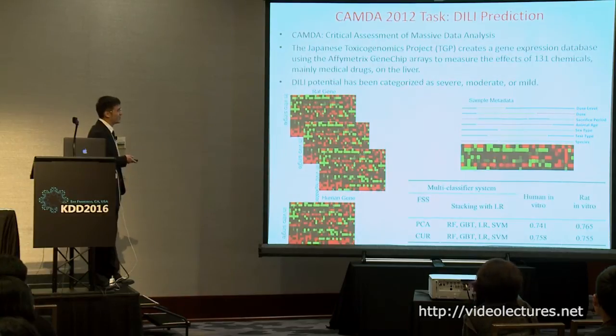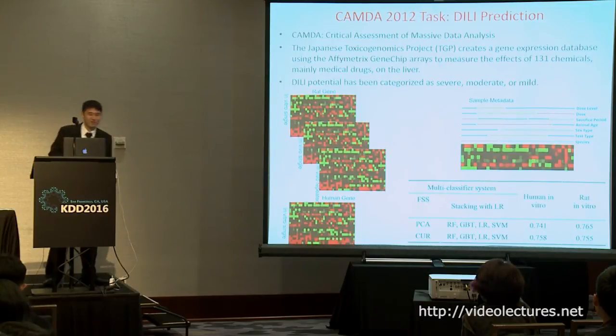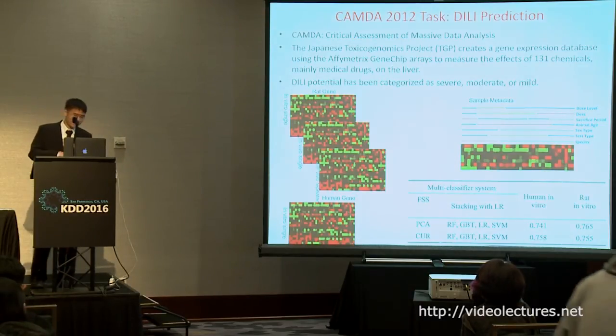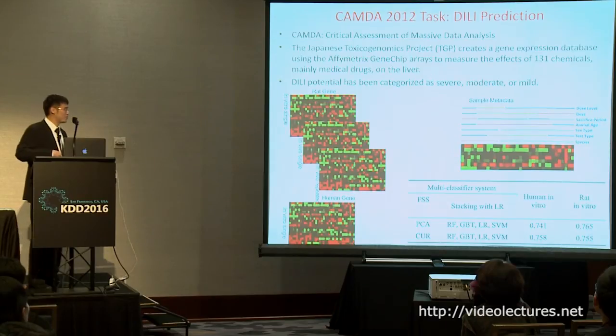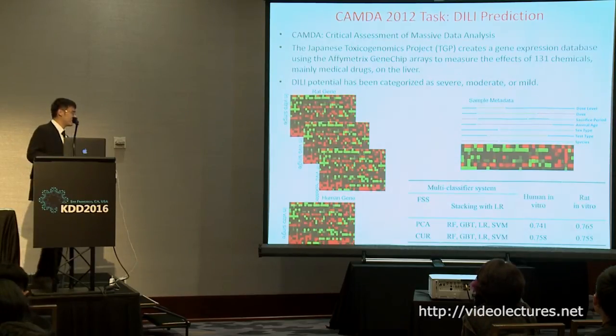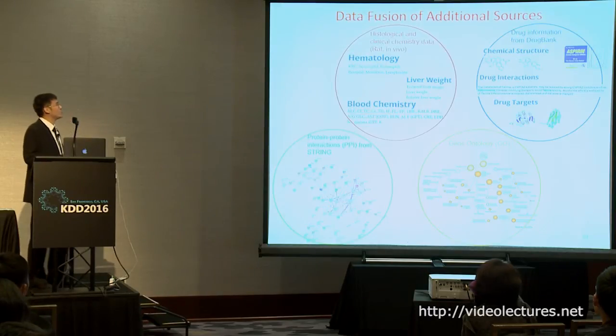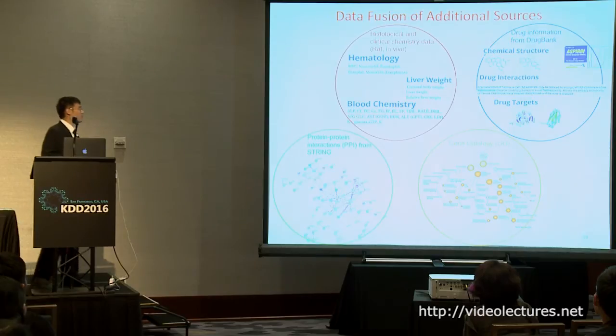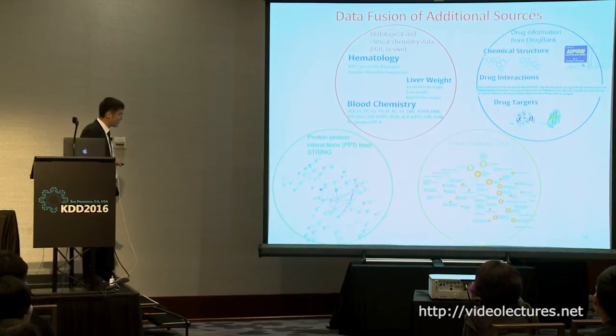It's basically that the rat in vitro has a similar performance, maybe if not better, to the human in vitro. In other words, in the in vitro experiment, human in vitro doesn't have many advantages over the rat in vitro. And how to incorporate the data fusion algorithm into this case study.